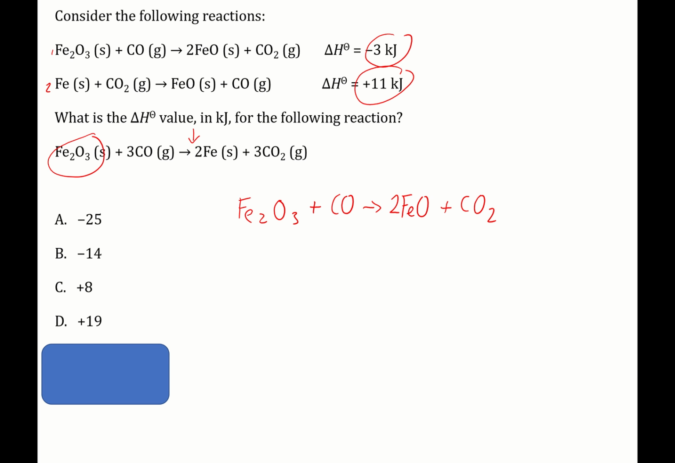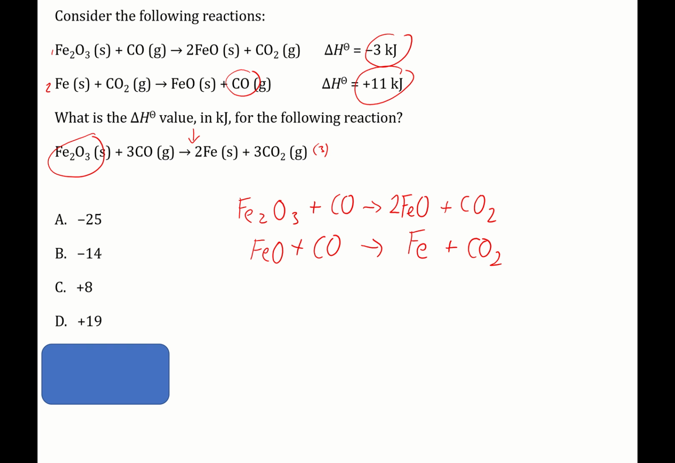Now, if I look at the other reactants, it's carbon monoxide. If I look at equation number 2, carbon monoxide is here. So the first thing I need to do is flip it. If I do that, that means iron oxide plus carbon monoxide produces iron plus CO2.